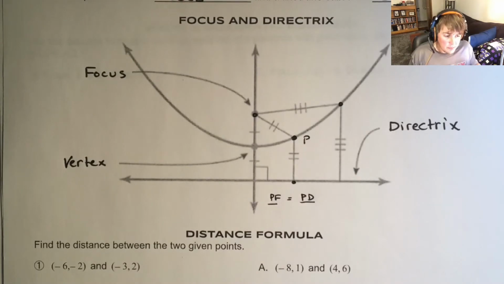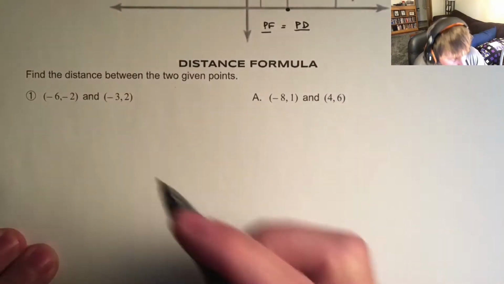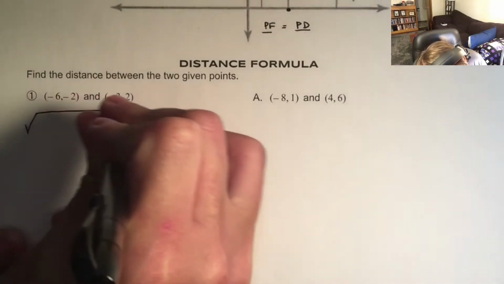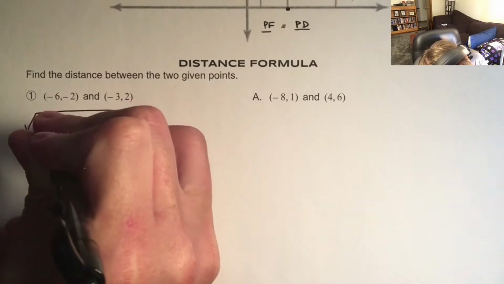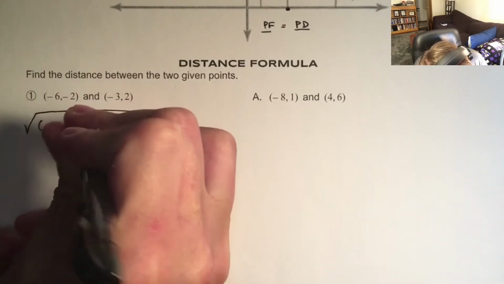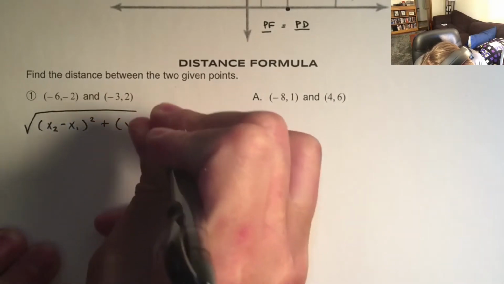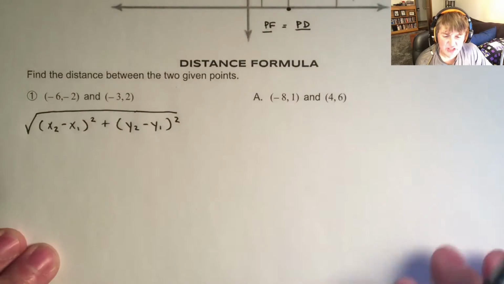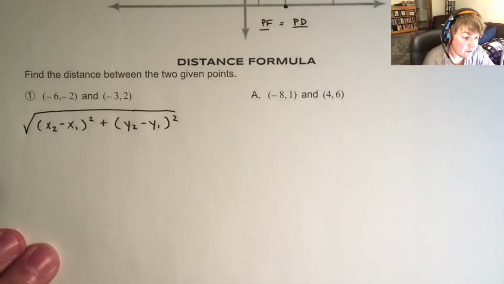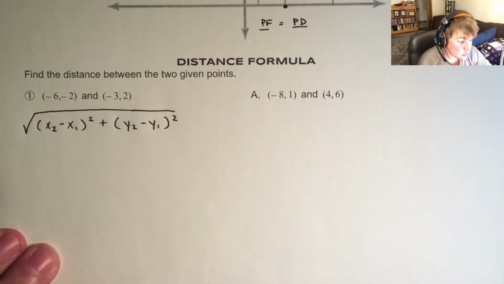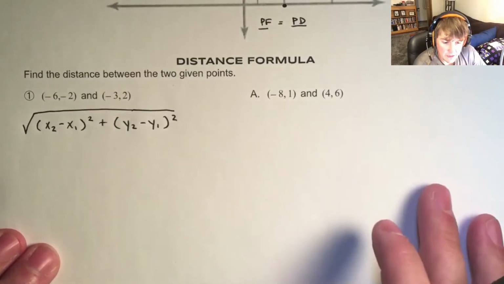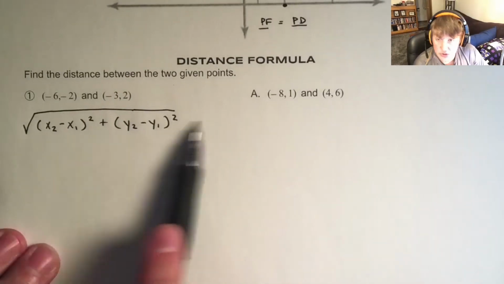Okay. We will be using the distance formula when we do these problems. So let's go ahead and practice that. The distance formula, which you will need to know, is the square root of (x2 minus x1) squared plus (y2 minus y1) squared. This does come from the Pythagorean theorem. That's why it looks fairly similar to it. Its root is literally the Pythagorean theorem, but we will just be using the distance formula.